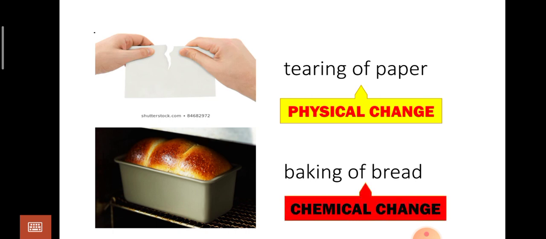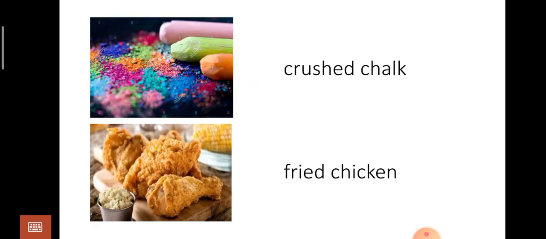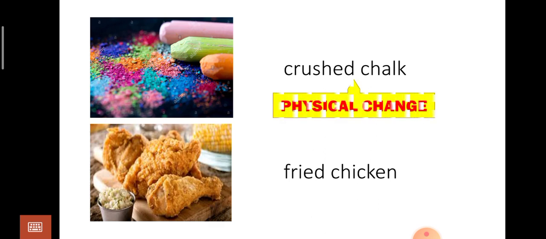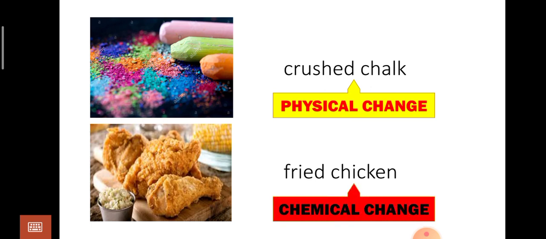Baking of bread, chemical change. So may mga raw materials na pinagsama-sama. Kapag niluto, nagkaroon ng change sa lasa, pati na rin sa itsura, pati na rin sa amoy. Crush chalk, that is physical change. Chalk pa rin yan. Fried chicken, that is chemical change. So kung napapansin niyo kanina, no, yung mga way kung paano nagkakaroon ng chemical changes sa isang material, nakita yon sa picture na to.